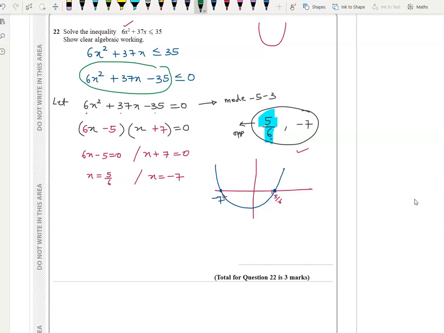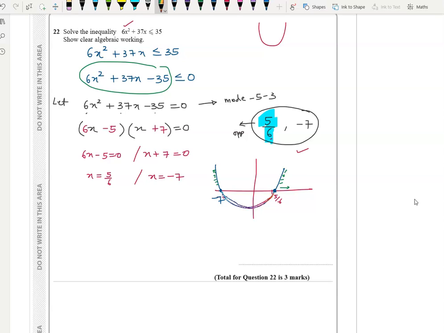If you look at all the points before minus 7, it has the corresponding y coordinate positive. After 5 over 6 on this side, all the points have y coordinate positive. Okay, in between -7 and 5/6, this part of the graph has all the points with y coordinate negative. We are interested in the negative value.